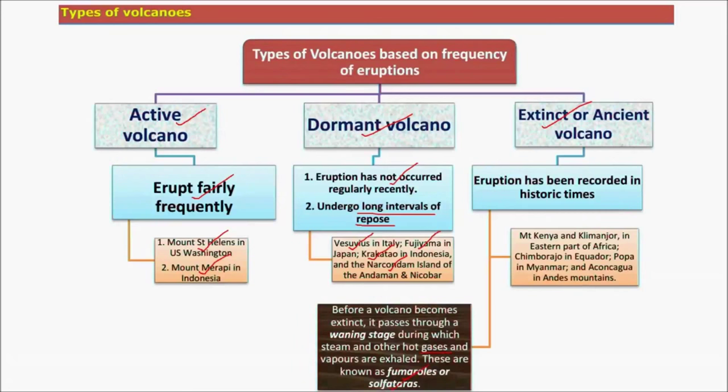And the best examples for these kinds of volcanoes are Mount Kenya, Kilimanjaro, which are part of the African Rift Valley region and the Great Lakes, and Chimborazo in Ecuador, that is in the Andes, and Popa in Myanmar, and Aconcagua, which is also in the Andes. And Aconcagua is known as the highest volcanic mountain in the world.